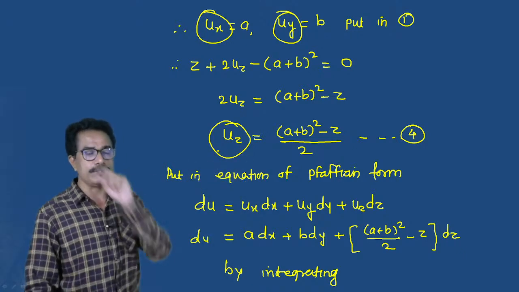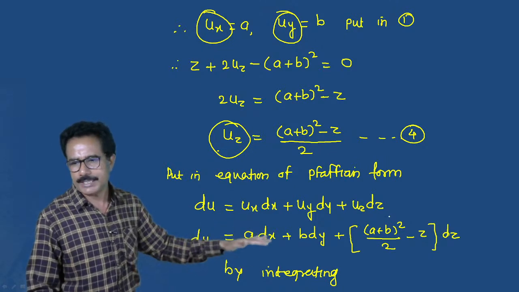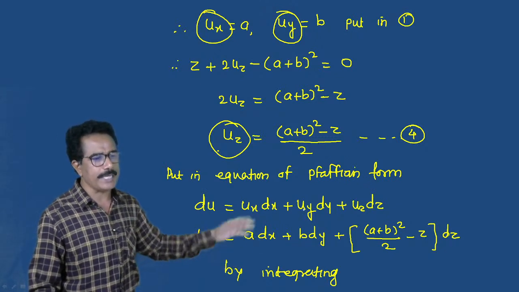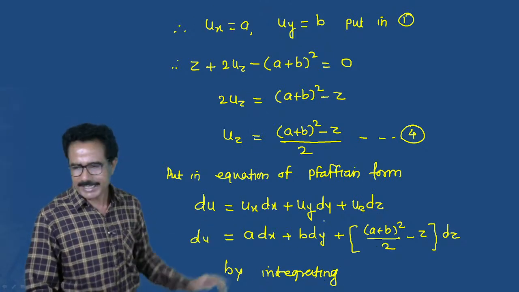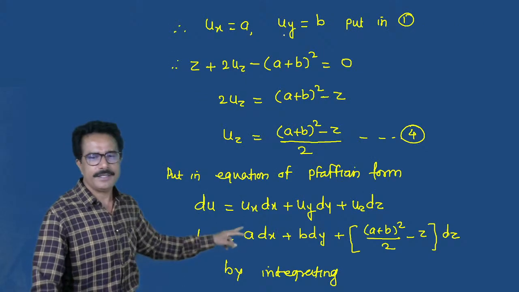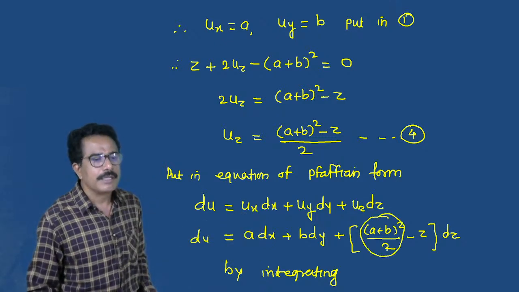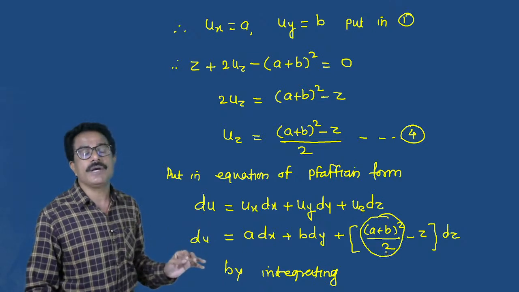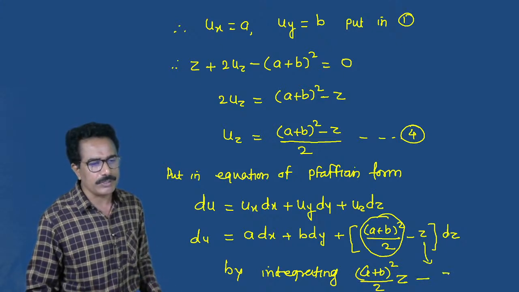Now putting all these values in the Pfaffian form, du is equals to ux dx plus uy dy plus uz dz. Then du is equals to a dx plus b dy, and put this uz, means a plus b bracket square upon 2 minus z, dz. Now you can integrate this easily. So the integration of du is u, the integration of a dx is ax, the integration of b dy is by. This is a constant. A plus b bracket square divided by 2 is a constant. Constant with respect to z means a plus b bracket square divided by 2 into z, minus again the integration of z, z square by 2.